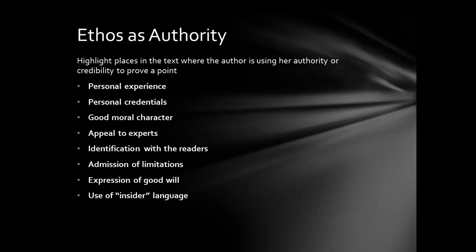Another rhetorical concept that you'll want to analyze in your rhetorical analysis is how ethos is used as authority. Ethos highlights where the author is using his or her authority or credibility to prove a point, and this again can be done in a number of ways. It can be done through the author's personal experience, her credentials, her good moral character, her appeal to possible other experts, maybe even her identification with the readers and their experiences, an admission of limitations, expression of goodwill, and/or the use of insider language that only the audience would understand.